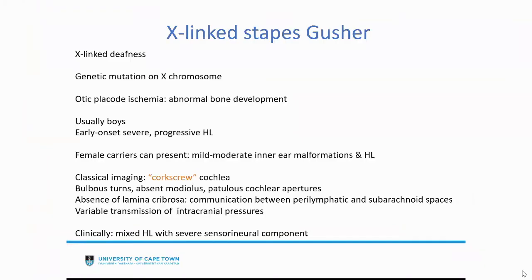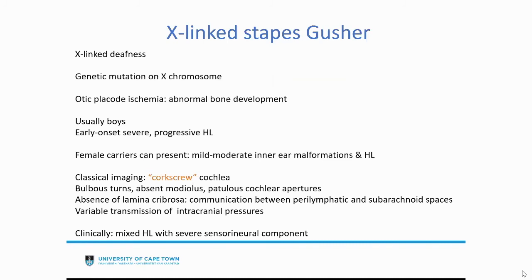X-linked stapes gushers. This is basically X-linked deafness that is due to a genetic mutation on your X chromosome, and it's really because there's abnormal bone development. It usually presents in boys with early onset, but the hearing loss is quite severe and it's definitely progressive. You can have female carriers, but they're going to present with more mild to moderate inner ear malformations and hearing loss rather than very severe progressive hearing loss.